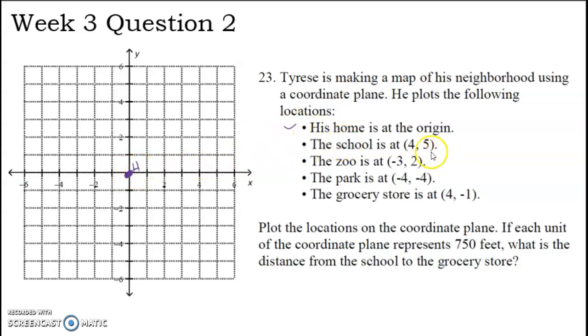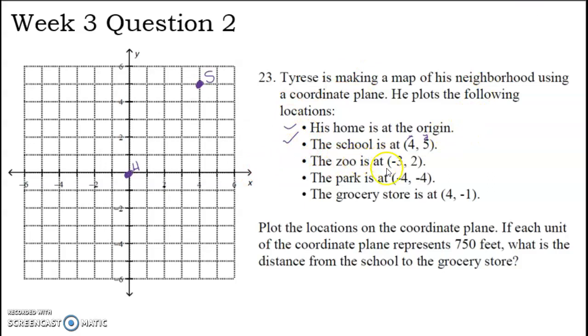All right. The school is 4, 5. So you always begin at the origin. That 4 is your x value, and this is your y value. So x comes first. So 4, you go 1, 2, 3, 4. And then it's positive 5 on the y value, which means I'm going up. 1, 2, 3, 4, and 5. So this is the school. I'm going to put an S.